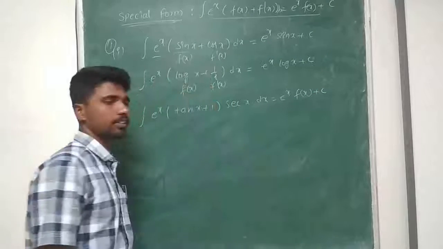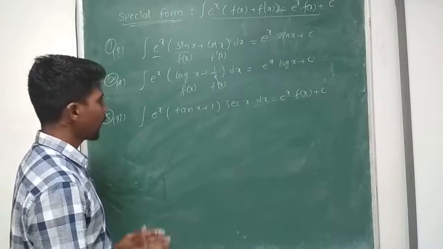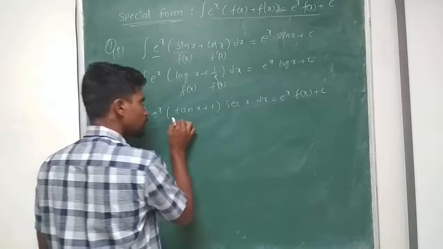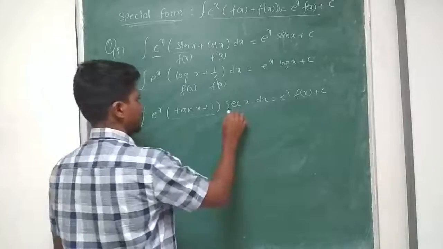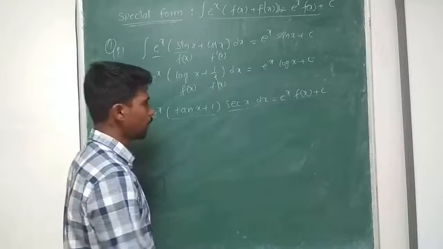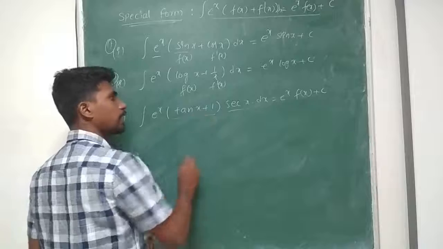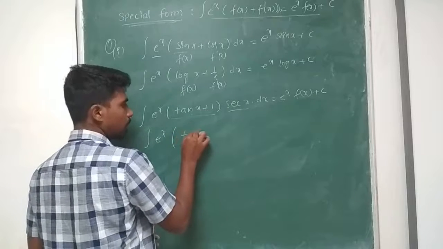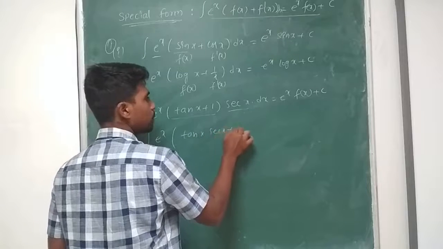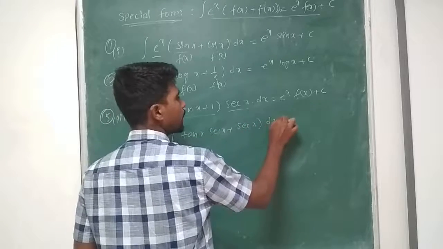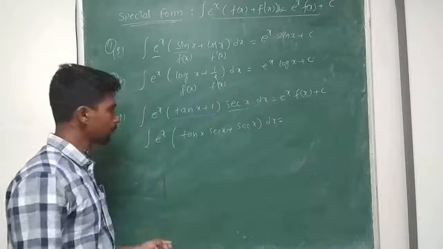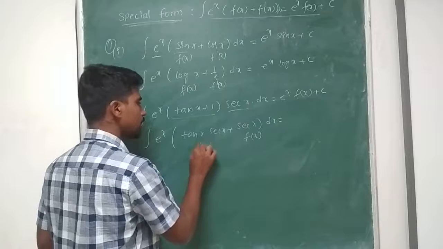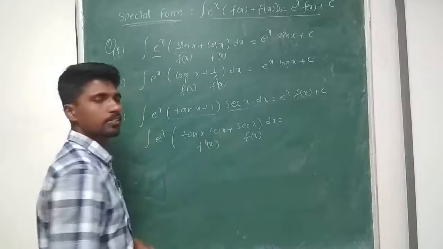Identify the function f(x). I need e^x into something, but here I have e^x times (1 + tan x) times sec x. So I can multiply sec x by (tan x + 1). Then it can be rewritten as e^x (tan x sec x + sec x) dx. See here, if I consider sec x as f(x), the derivative of sec x is sec x tan x.